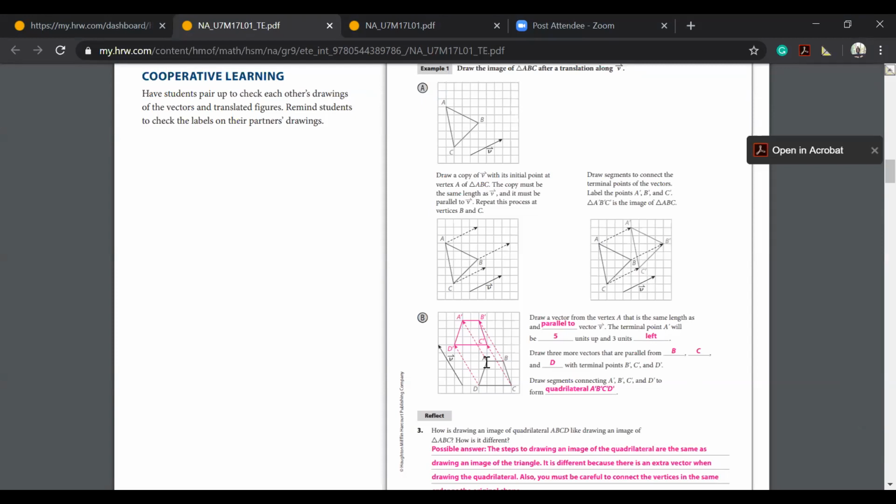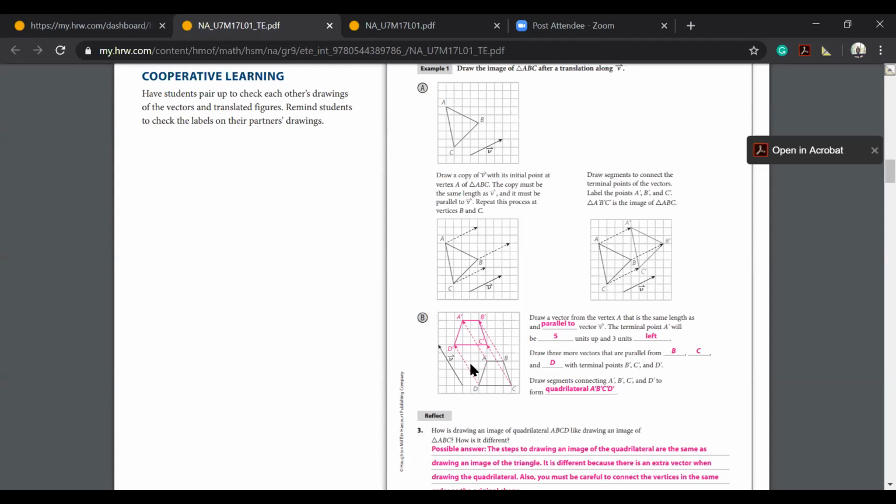Starting with A. 1, 2, 3, then 1, 2, 3, 4, and 5. Exactly, A prime. And then for B, 1, 2, sorry, it was the 3 left, my mistake. 1, 2, 3 left, and then 1, 2, 3, 4, and 5 up to get B prime. And then I'm going to do the same thing with C, and then the same thing with D.